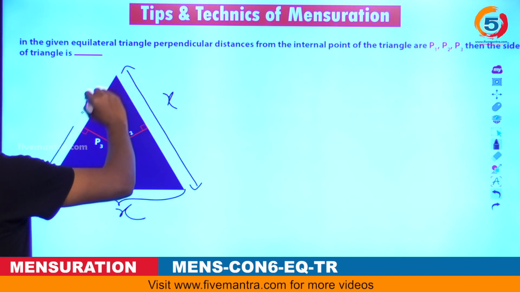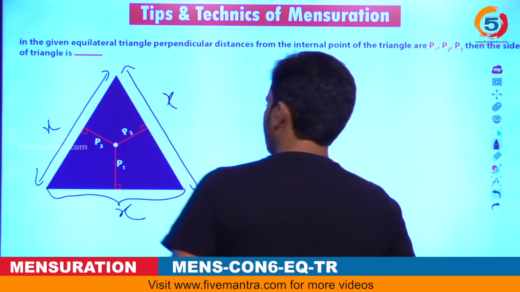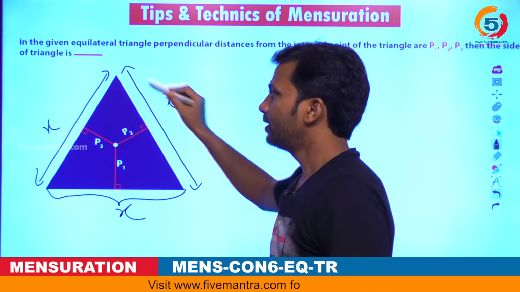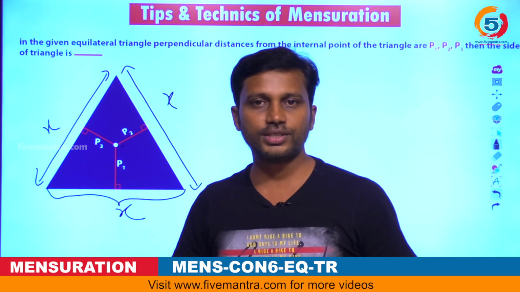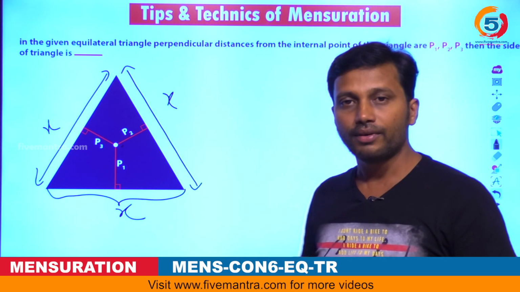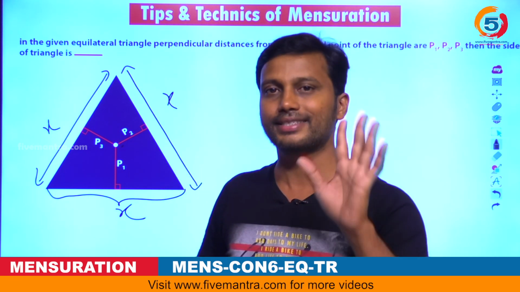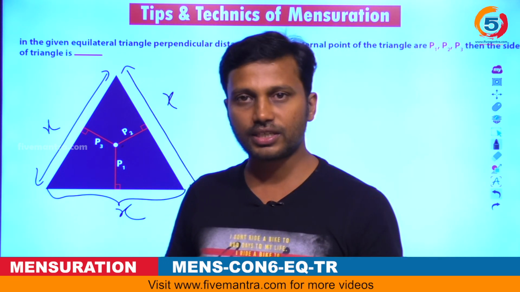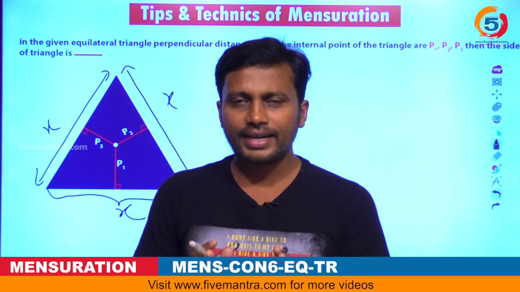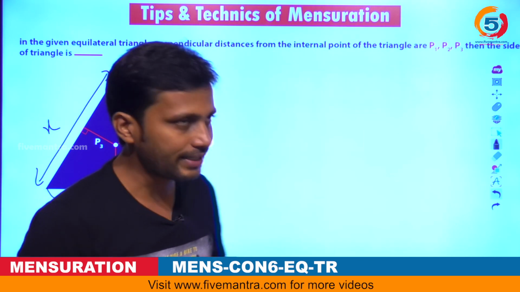This also would be x. So I'm showing here, this is x, this is x, this is also x, because it's an equilateral triangle, all the sides are equal, right? We have to find out the side and we are considering this as x. That's our first assumption. Now for finding the side, I am going through one procedure. Try to observe what it is.